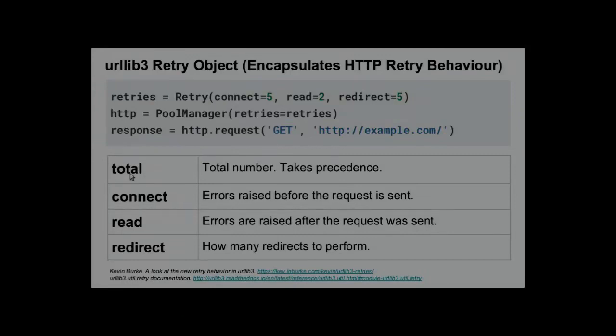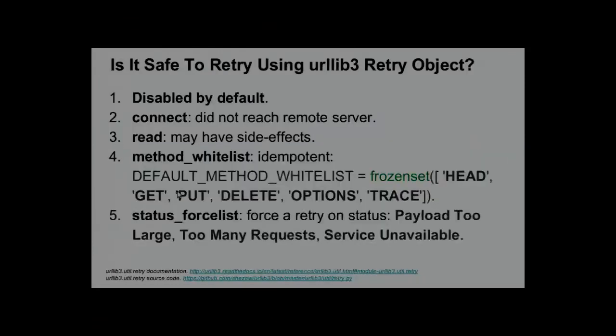Because when it converts, it just sets this total value. But there are separate values for connect errors, which happen when you connect, and for read errors, which happen when you download. And what happened is it just didn't set it, so it wasn't really retrying, for example, connection-related errors, and that's why it didn't work.